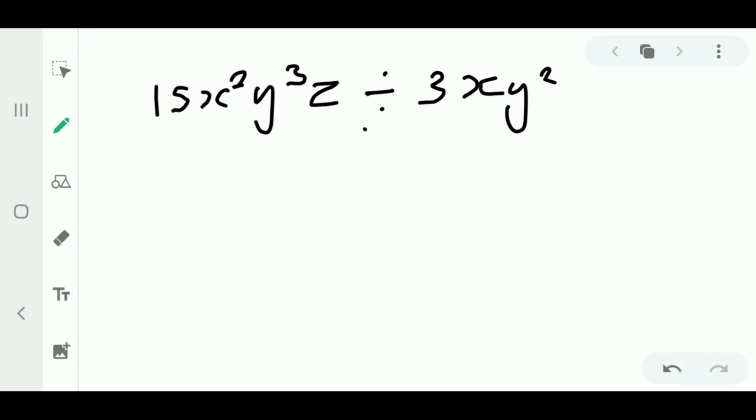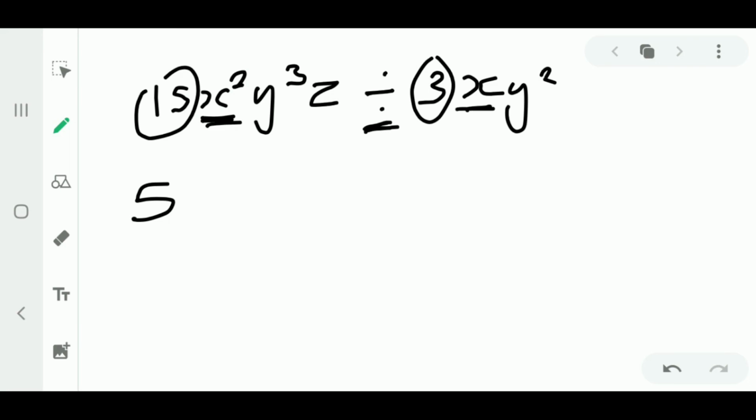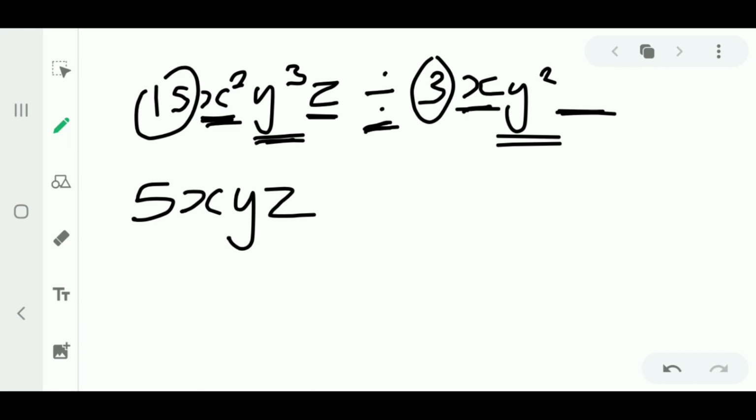So let's say we have this here. So again, pay attention to the division sign. So first it's coefficients. So 15 divided by 3 gives you 5. So you have an x squared here and you have an x here. So x squared divided by x, that means you're subtracting the powers. So it is 2 minus 1 leaves 1. You have y cubed and y squared. So it's 3 minus 2, which gives you 1 as well. Then you have z, and you have no z here, so the z remains.